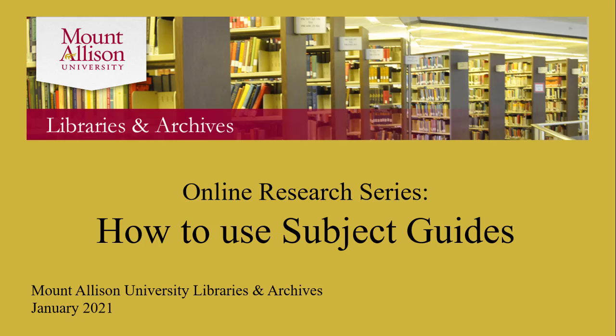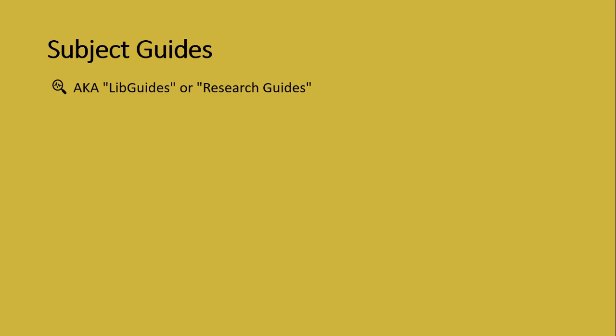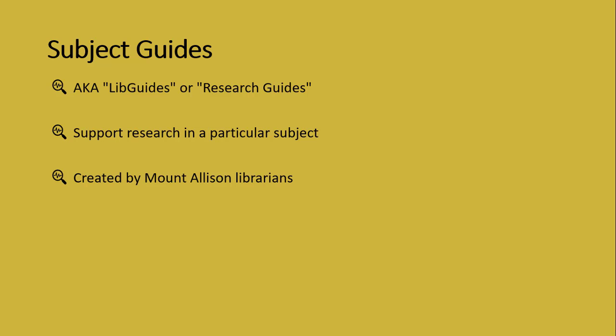In this video, you will learn how to use subject guides to conduct online research. Subject guides are also known as LibGuides or research guides and are curated lists of resources to support research in different subjects. They are created by Mount Allison librarians and include book lists, databases, journals, and citation help specific to your research area.